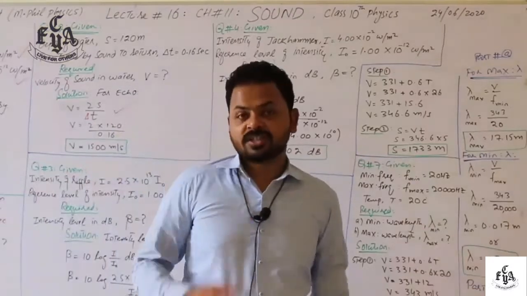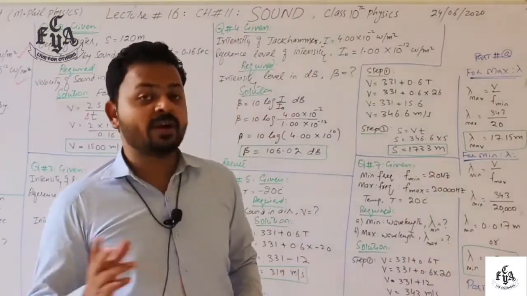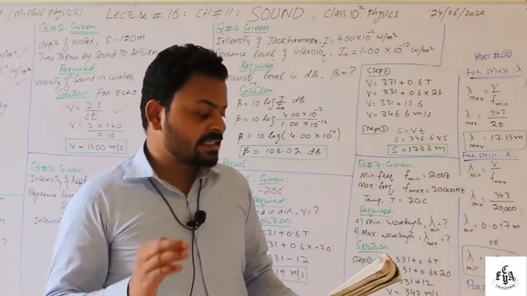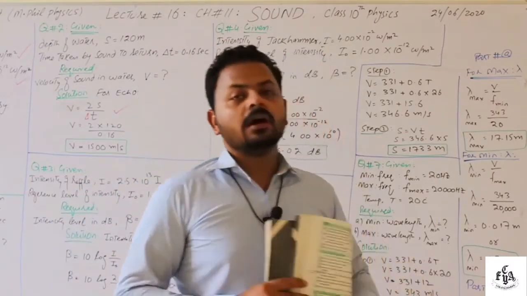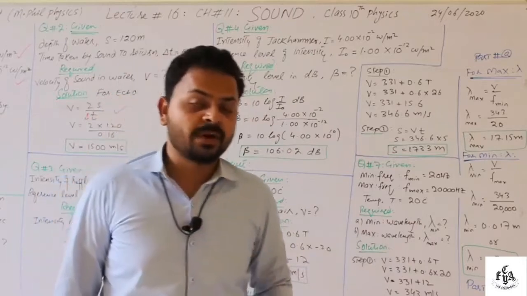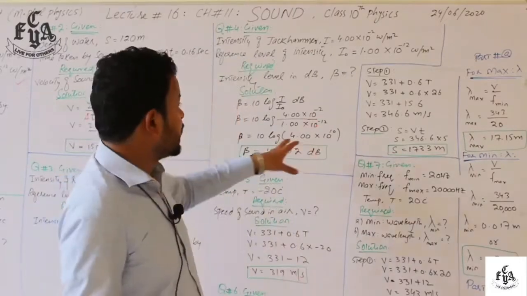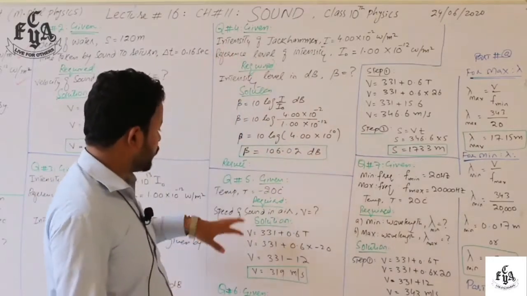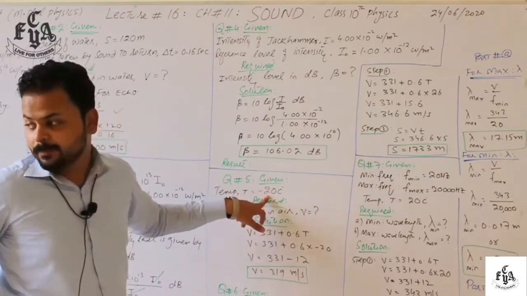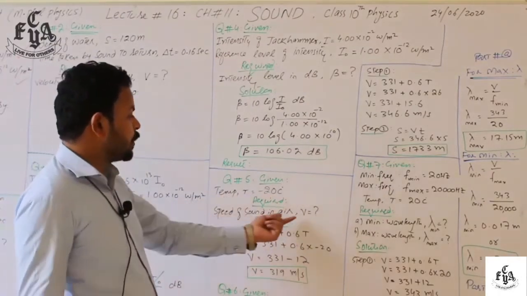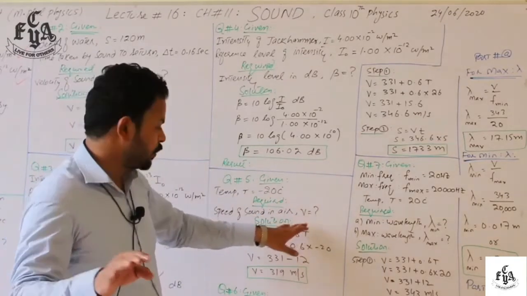Now we are going to do question number 5. In question number 5, what is the statement? What is the speed of sound in air at minus 20 degrees centigrade? Temperature is given, that is minus 20 degrees centigrade, and the speed of sound in air, the V value, we are supposed to find over here.